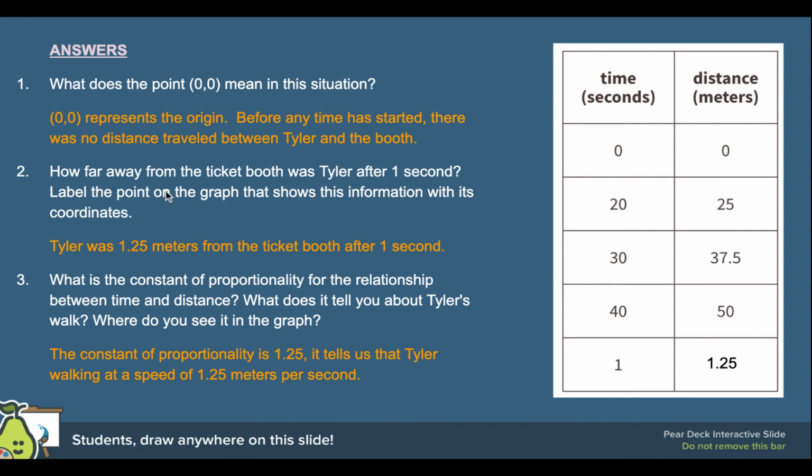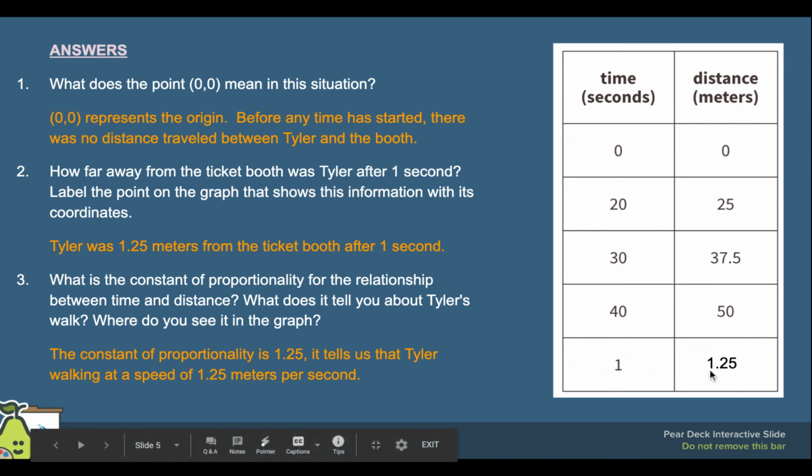For question 2, how far from the ticket booth was Tyler after 1 second? Well, we know after 1 second, he was 1.25 meters away. Okay, so now we're aligning our table to make sense of these questions here. And what is the constant of proportionality here? Well, we know that for every 1 second, he travels 1.25 meters. So we could say the constant of proportionality is 1.25. It tells us that Tyler walks at a speed of 1.25 meters per second.